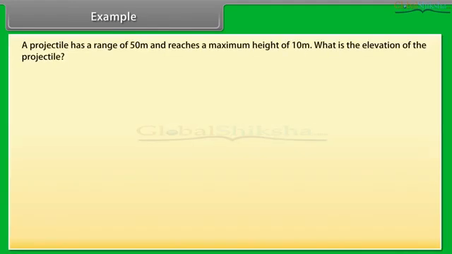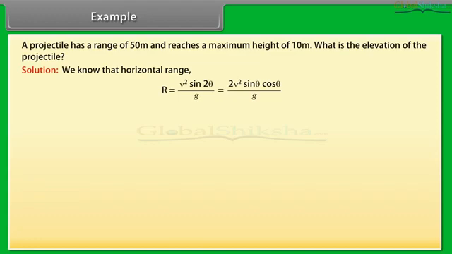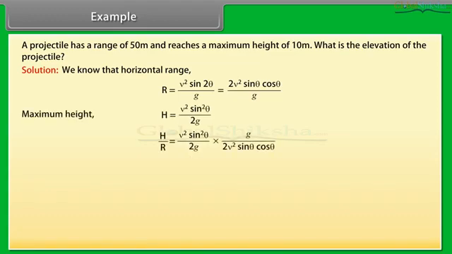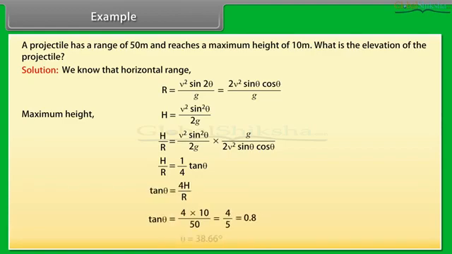Example. Let's take an example of projectile motion. A projectile has a range of 50 meter and reaches a maximum height of 10 meter. What is the elevation of the projectile? Let's see the solution. We know that horizontal range is equal to v squared times sin 2 theta divided by g. We derive the relation between height and range as h upon r equals 1 by 4 tan theta. On calculating this equation, we get the value of theta equal to 38.66 degree.